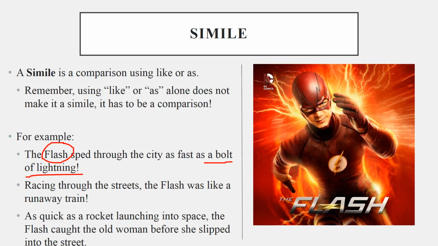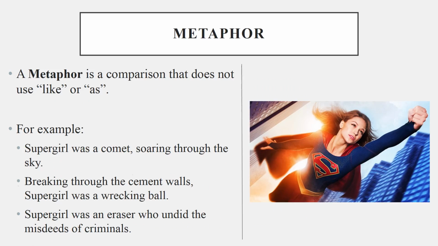Racing through the streets, the Flash was a runaway train. We have the Flash, he's being compared to a runaway train. We know he isn't literally a runaway train, so it's figurative language. As quick as a rocket launching into space, the Flash caught the old woman before she slipped into the street. Once again, we have the Flash, and we're comparing him to a rocket launching into space. We know that isn't literal, so it has to be figurative language.